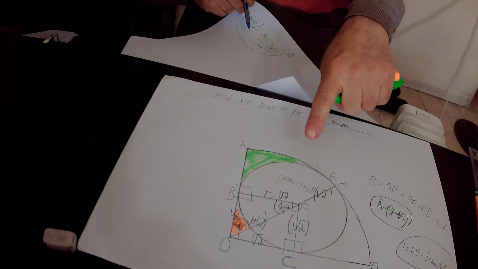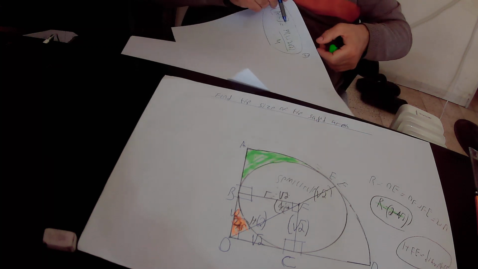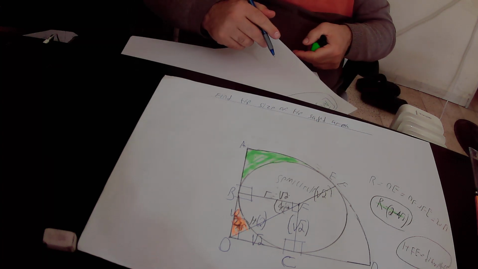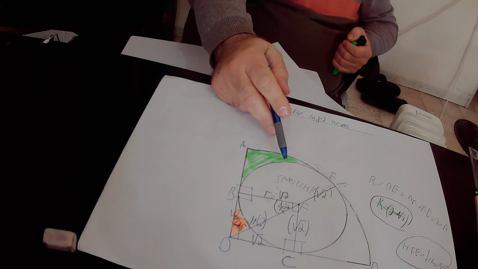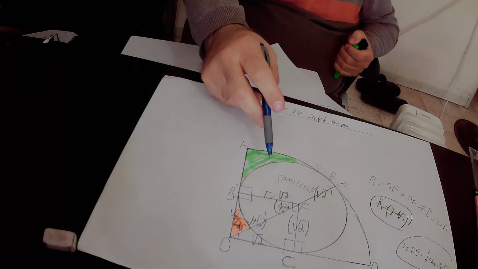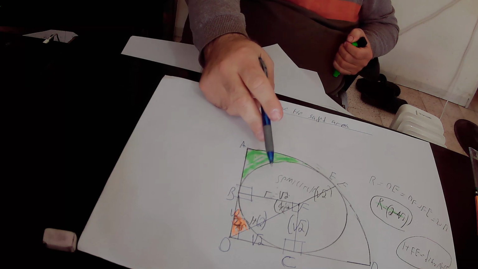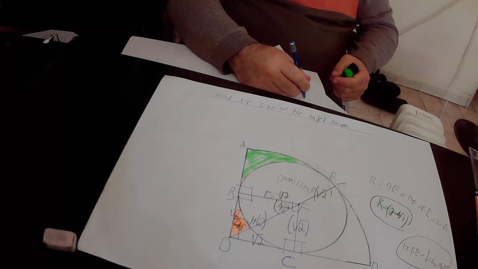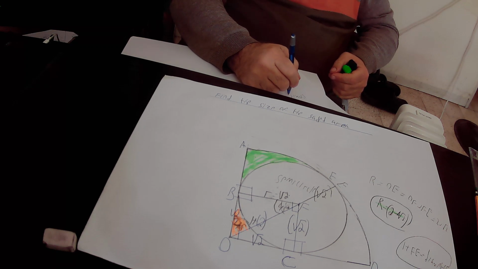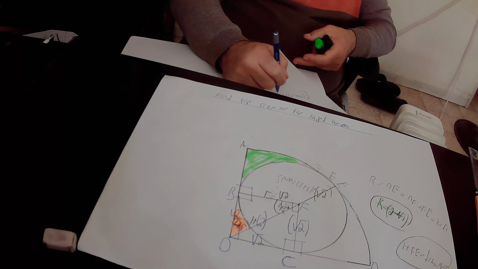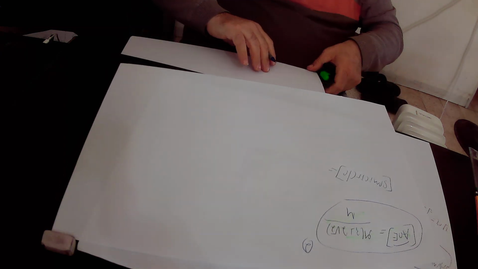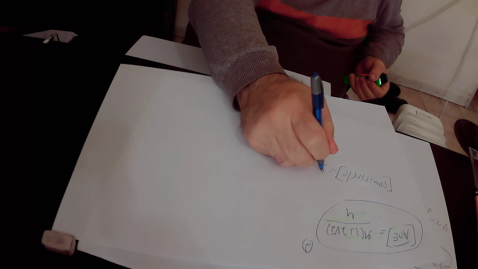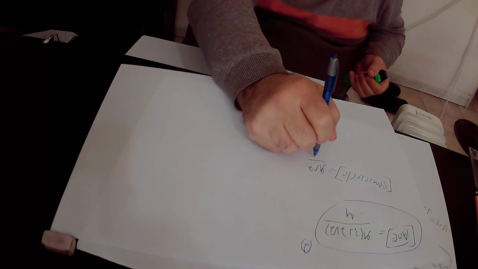In the next step we will find out the area of this semicircle. The semicircle is part of this small circle whose radius is r. So the area of the small semicircle will be equal to pi r squared over 2.